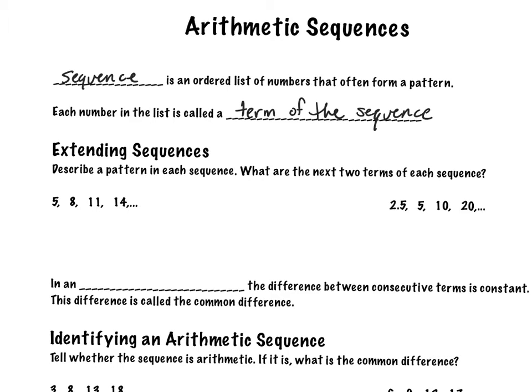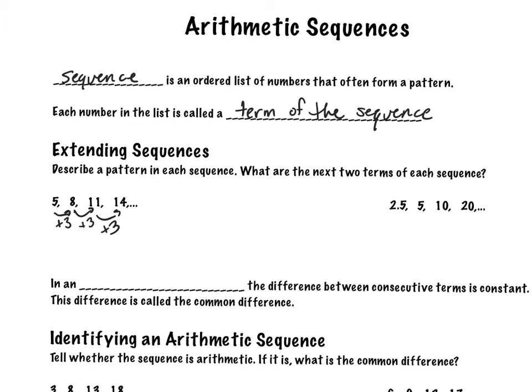A lot of times when we look at extending sequences, we're looking at what pattern we see happening. So look at this first one, 5, 8, 11, 14. I need to ask, how would I go from 5 to 8? Well, I could add 3. Then I want to see if that keeps holding. Is 8 plus 3 11? Yes. 11 plus 3 is 14.